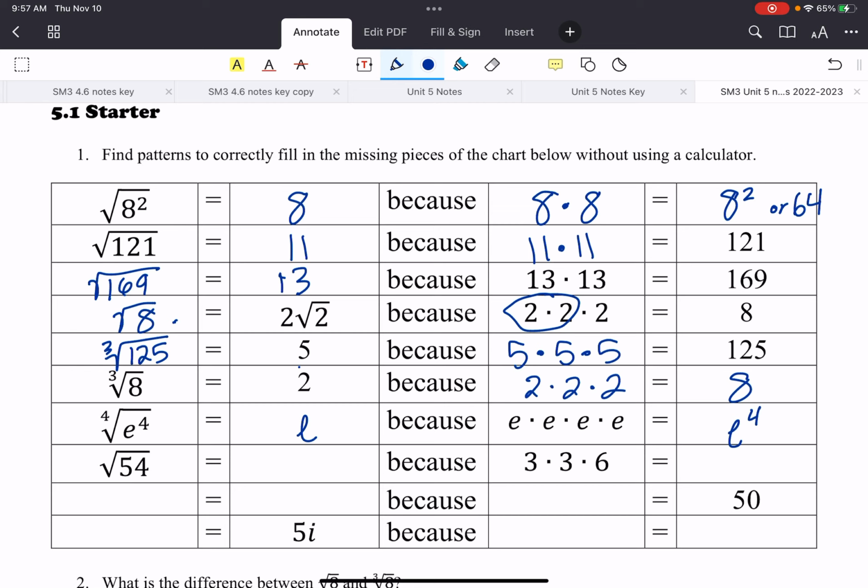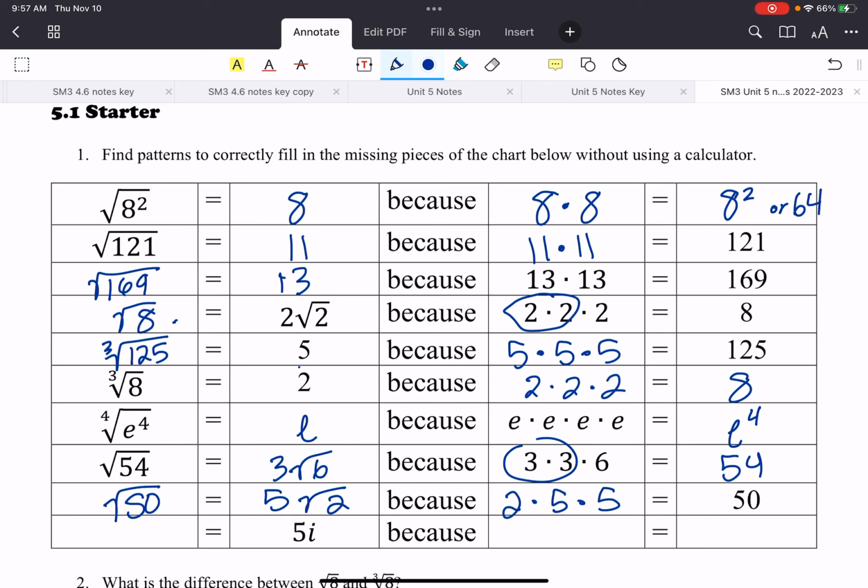How would we write the square root of 54 simplified? Three square root 6. You have to have 2 to take 1 out of the square root. This would be 54. This is the square root of 50. What did you guys get for the square root of 50? Because 2 times 5 times 5 equals 50.